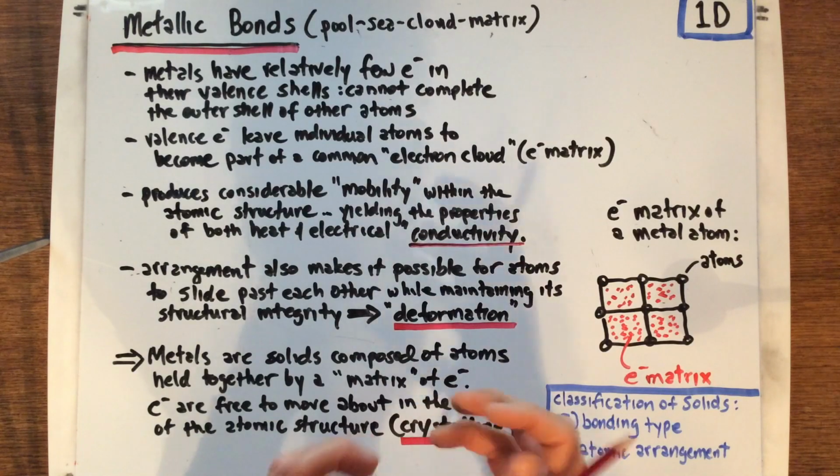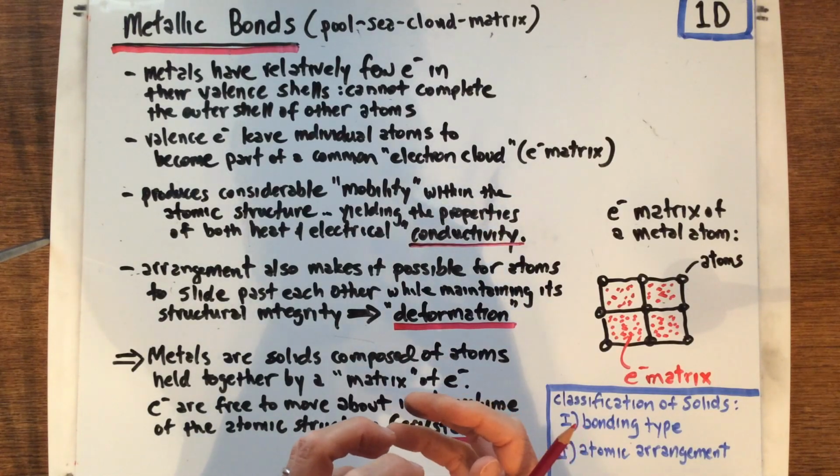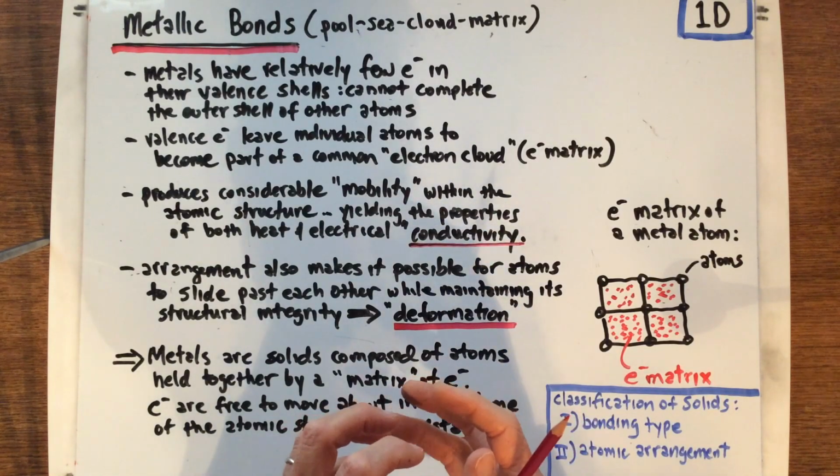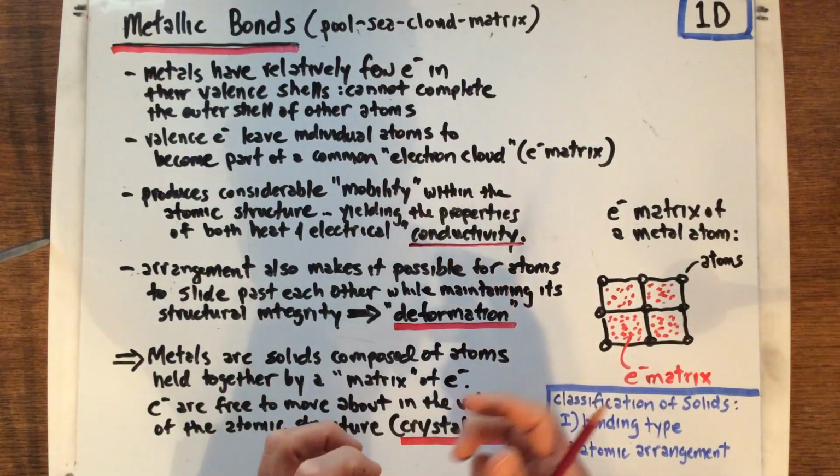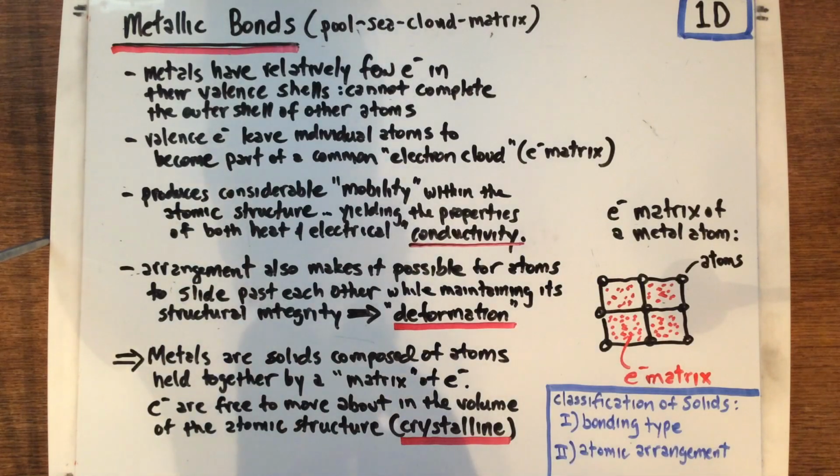We don't have all these positive nuclei there, and now we have an electron cloud surrounding them. So it's a very, very, very strong bond going on here.